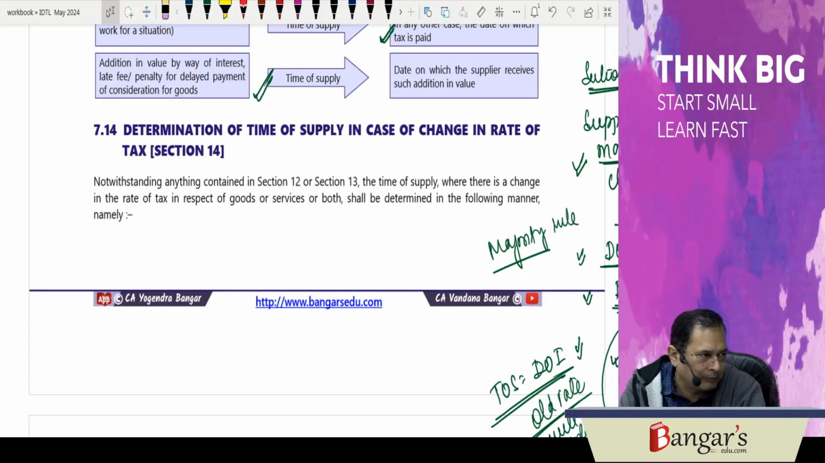Determination of time of supply. Determination of time of supply in case of change in rate of tax.